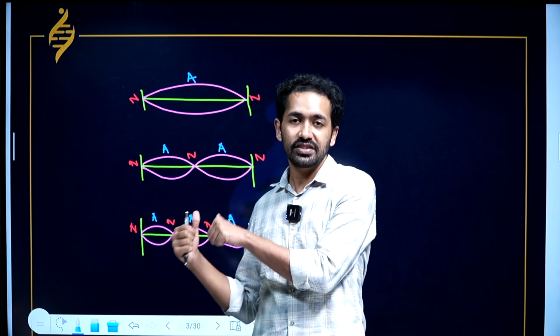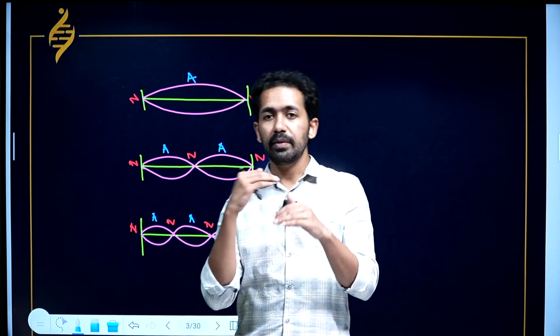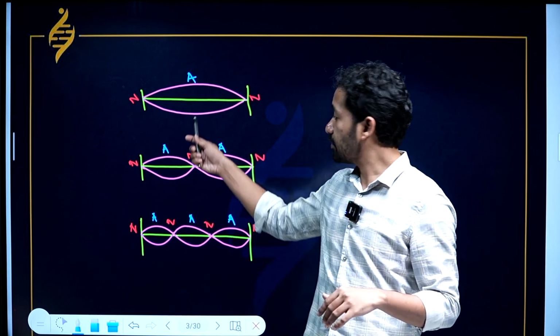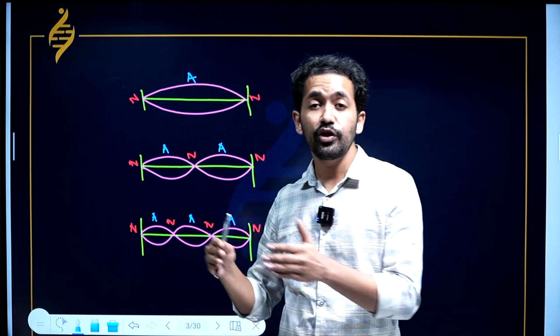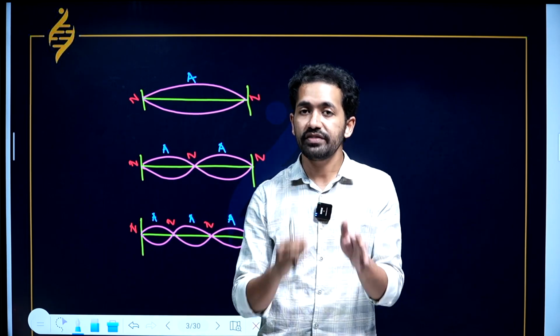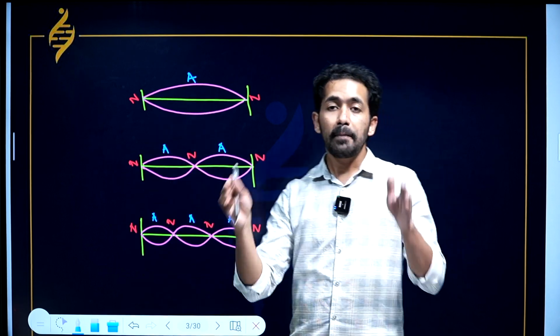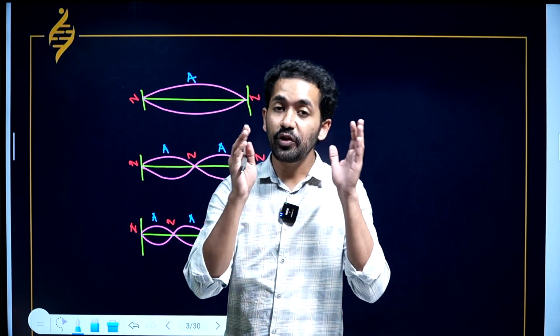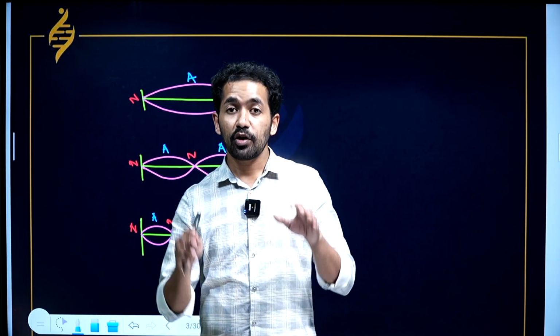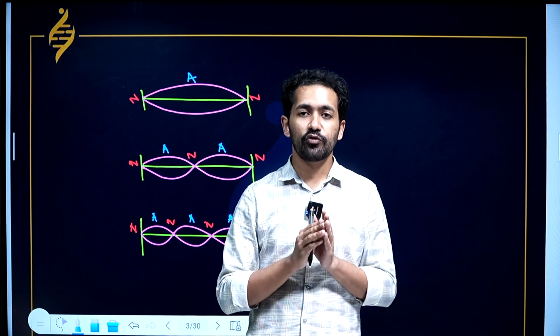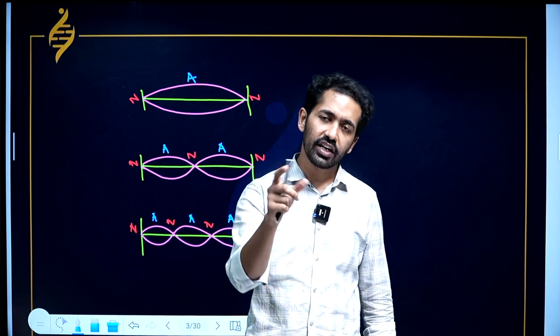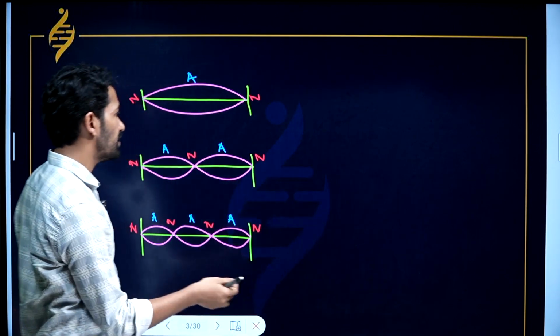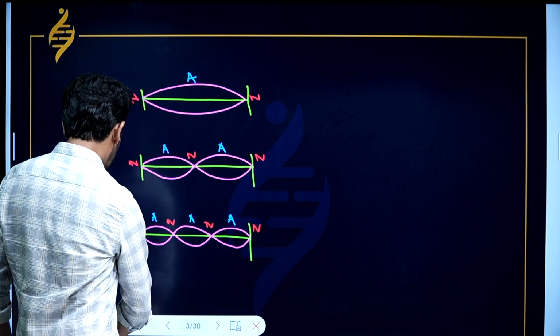So in the case of a string, number of antinodes will be more, correct? In the case of a string, number of nodes will be more. Number of nodes is equal to number of antinodes plus 1. But in the case of an open pipe, we had number of antinodes is equal to number of nodes plus 1. That is the only difference between an open pipe and a string. Now let's see what the length is here.